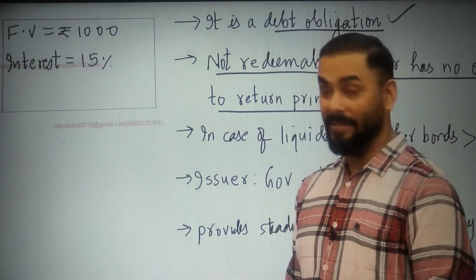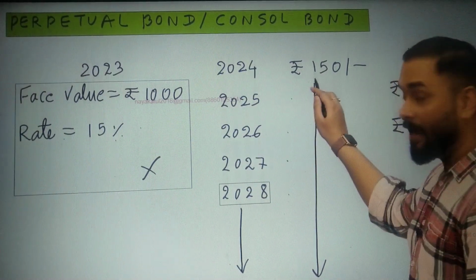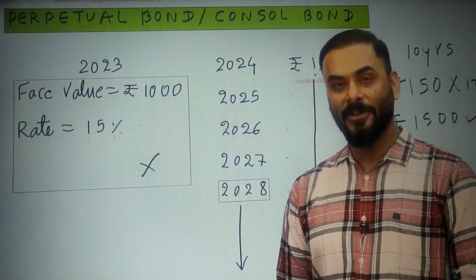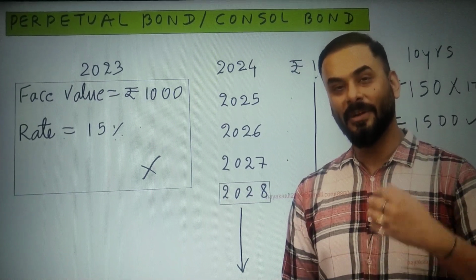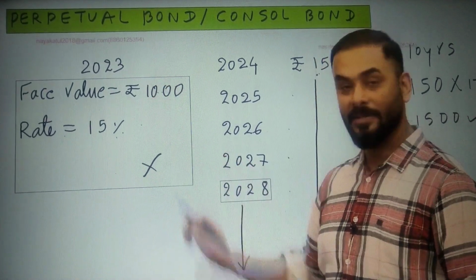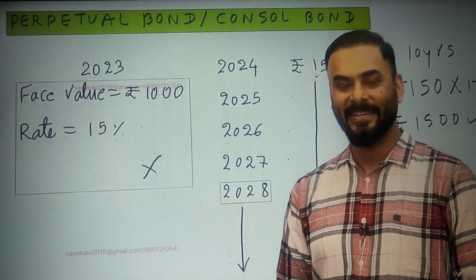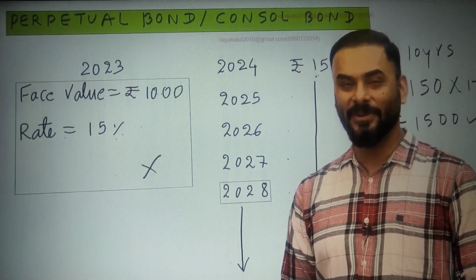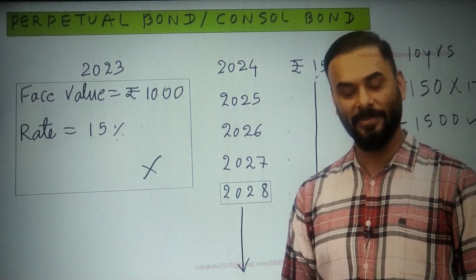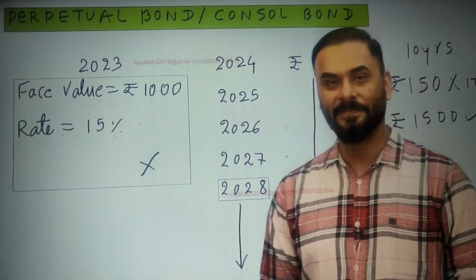So if Mr. Ratan Tata and Mr. Narayan Murthy gave me 1000 rupees and I am giving them 150 rupees interest every year, now, if Mr. Ratan Tata and Mr. Narayan Murthy would come to me and say, hey, please take back your bond and return our principal, I can refuse. I can say that no, there is no provision like this in a perpetual bond where it is compulsory for me to return your principal. Yes, I will give you interest, but it is not compulsory to return your principal.